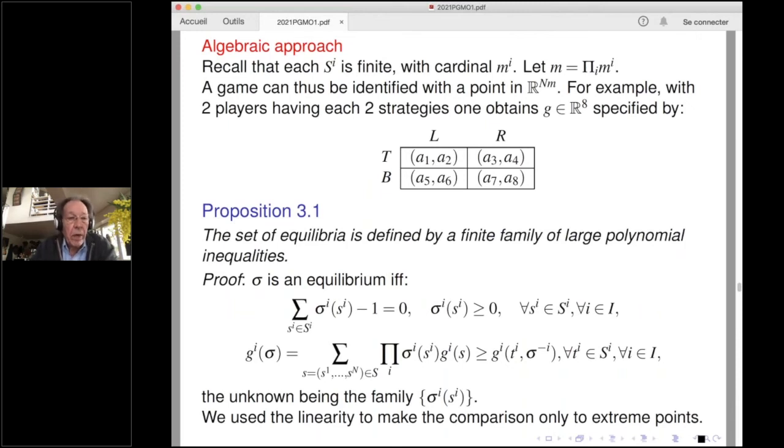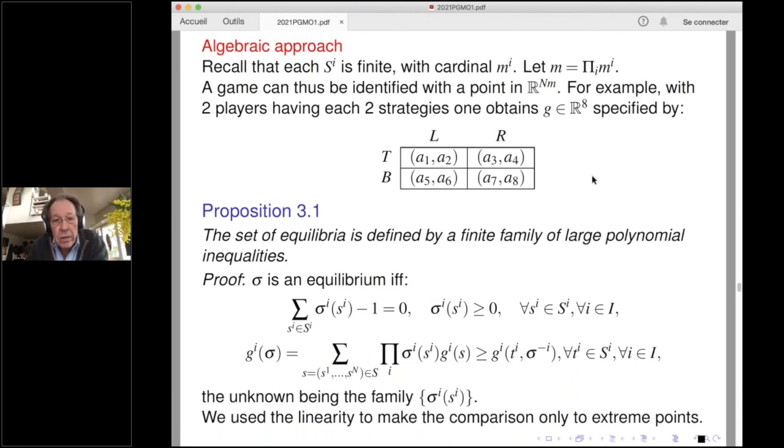So, the algebraic approach. I'm still in the finite case. We assume that each set of pure strategies is finite. I call its cardinal m_i. So again, a game can be identified with a point in a Euclidean space. For example, if you have two players and each player has 2 strategies, a game is defined by 8 numbers that correspond, once you define the order of strategies, to this. Okay.